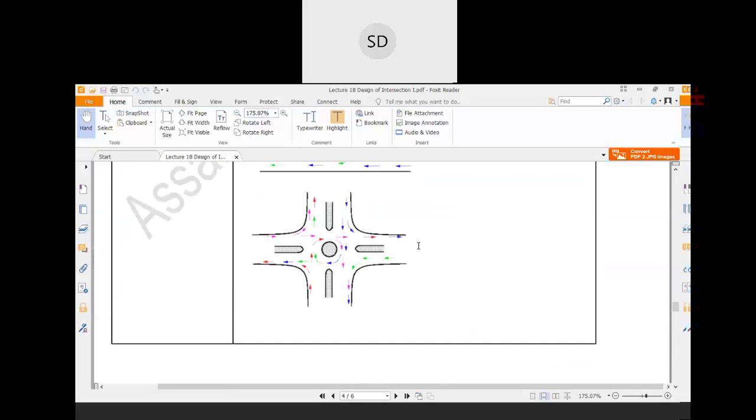So here speed control can be achieved how? Suppose these vehicles are coming over there and want to go over there, so they have to go in this way, then again they have to rotate around that rotary intersection, and after that they can go in this direction. So by going in a circular motion, the speed of all the vehicles is forced to reduce by a particular amount.